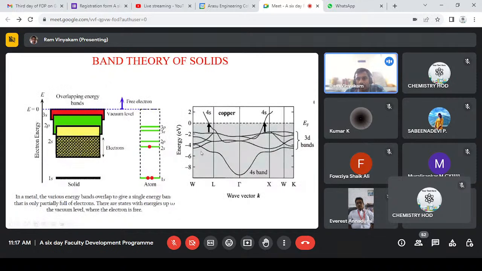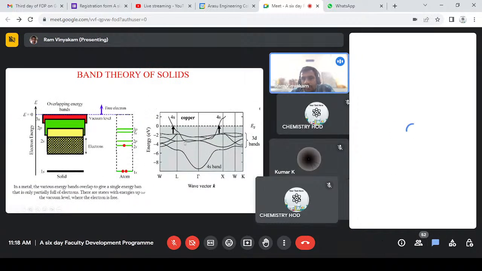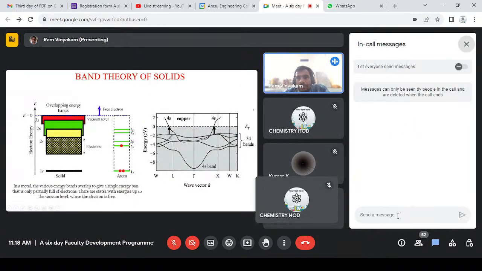For example, you can see here I showed a copper band structure. The 4s orbital of copper has an energy level ranging from -4 eV to nearly -8.5 eV, so the width of the band will be around 4 eV. In the same case, if you see the 3d band, its width will be around 2 eV. So what does it have?